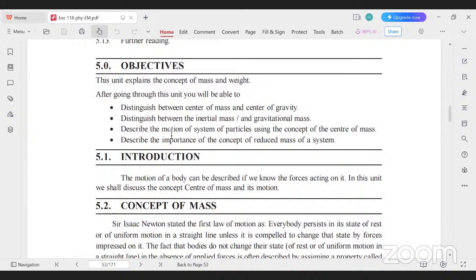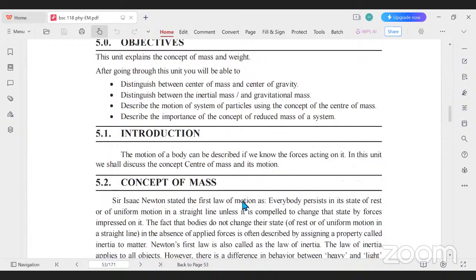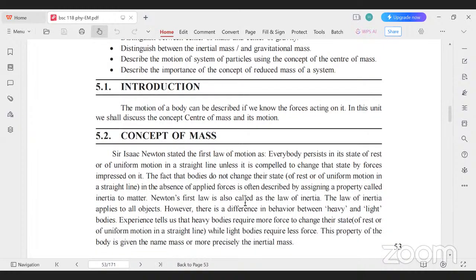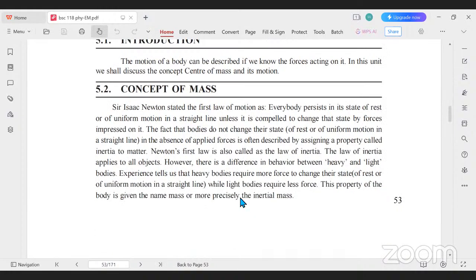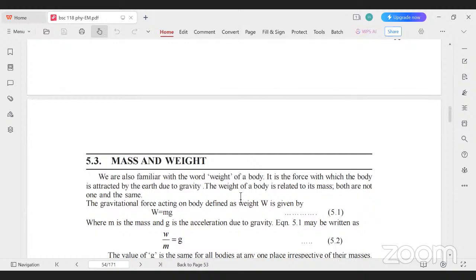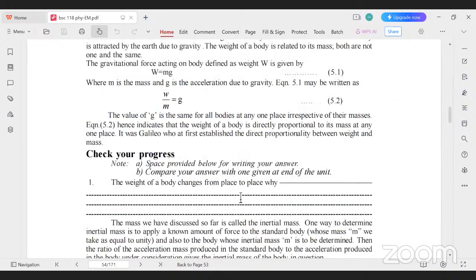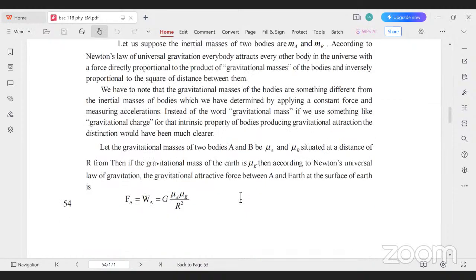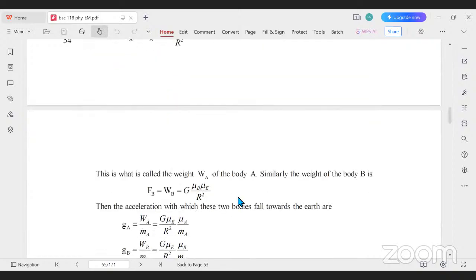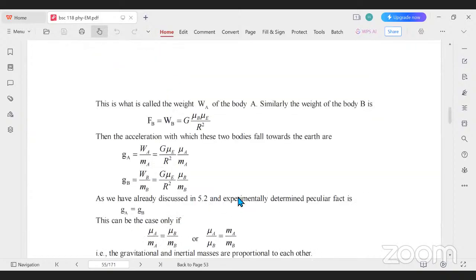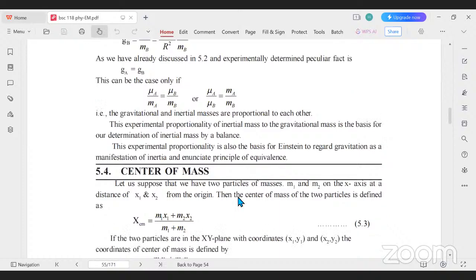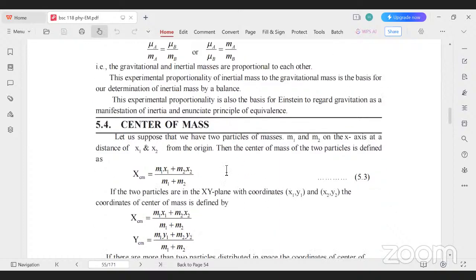So what is the introduction? The motion of a body can be described if we know the forces acting on it. In this unit, we shall discuss the concept of the center of mass and its motion. Further, the next concept is mass, how this mass takes place, how the mass of a weight is going to be helpful, how this can be calculated. That is what is being explained. So if you understood what a rigid body is, and what angular velocity and acceleration are, this will be so simple.